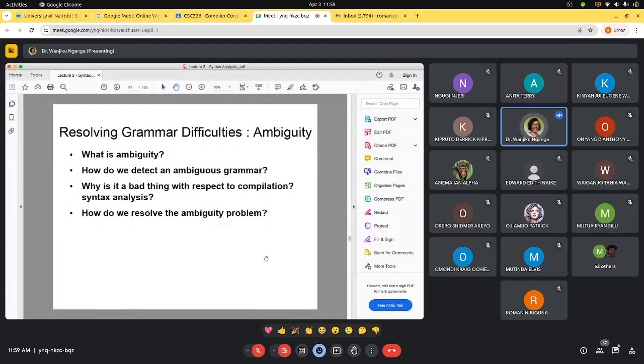So how do we detect an ambiguous grammar? This is just a refresher. We did this in year 2. What were the rules for detecting an ambiguous grammar? Or how did we know that? What was the condition for an ambiguous grammar? Adrian? I can't remember. Okay, if you're honest, anyone remember?